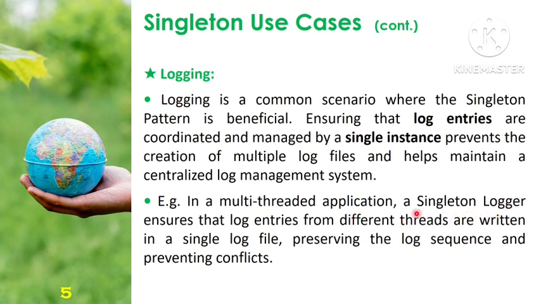If you have a singleton logger, that means we have one single instance of the logging class, and it has a global point of access. So whenever a part of the app wants to log, it's going to access the same instance and log whatever it wants to. Then the other part will access the same thing and log it too. So we're going to have one log file, and the entries will be in order. It will preserve the log sequence and prevent any conflicts.